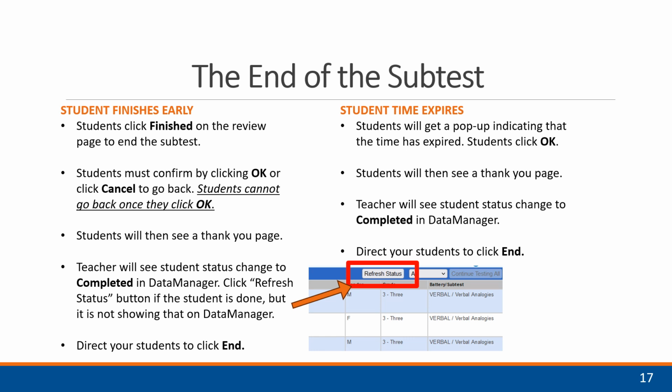On the other hand, if the student time expires, a few things will happen. Students will get a pop-up indicating that the time has expired. They will then have to click OK. Students will then see a thank you page. The teacher will see students' status change to completed in Data Manager. Please direct your students to click End in order to move forward to the next subtest.